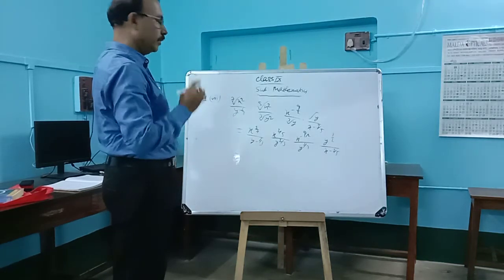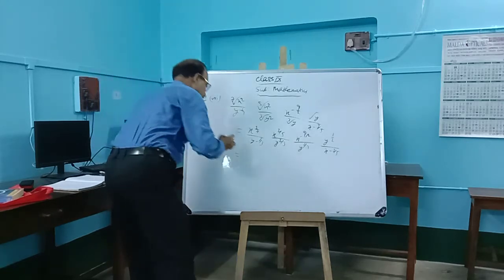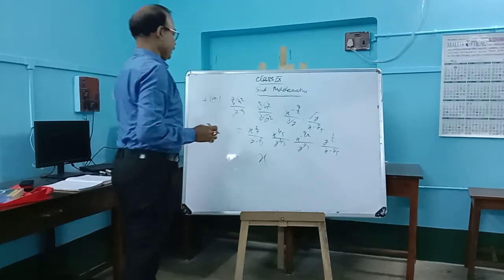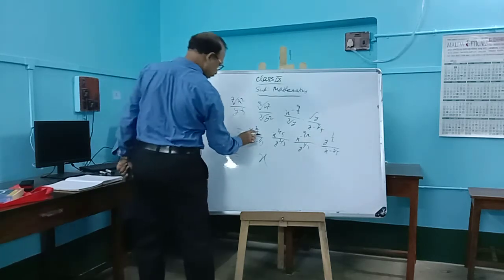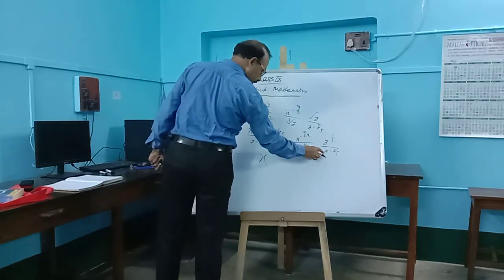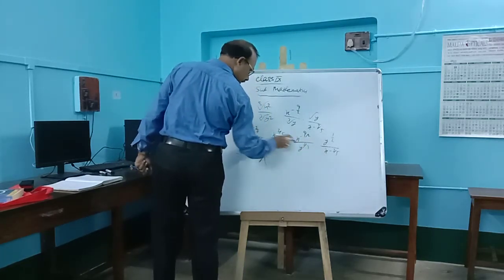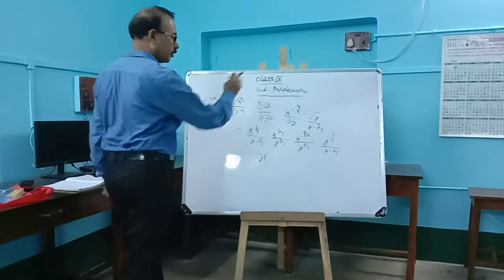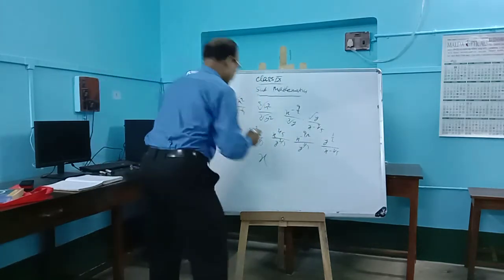If division, the power will be minus. This one is multiplication and this one is division. For multiplication the power will be plus and for division it will be minus. If you write it on the top, that will be plus.